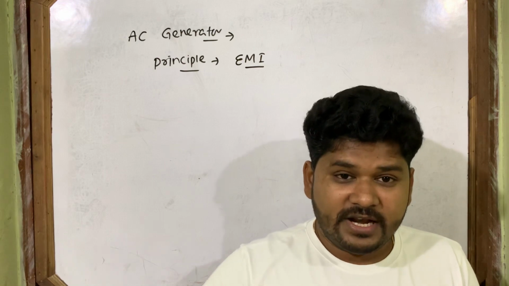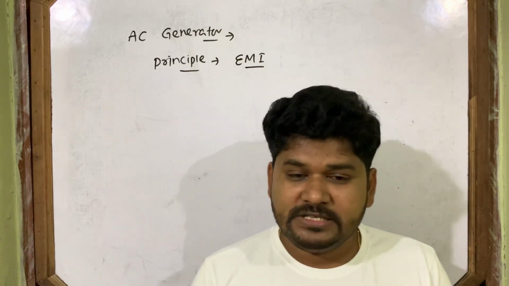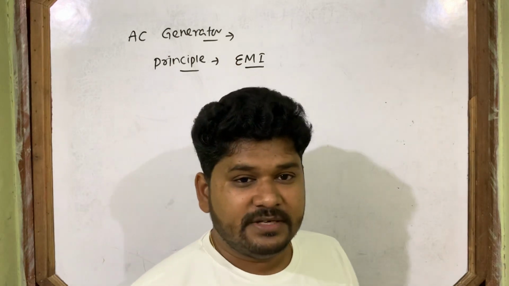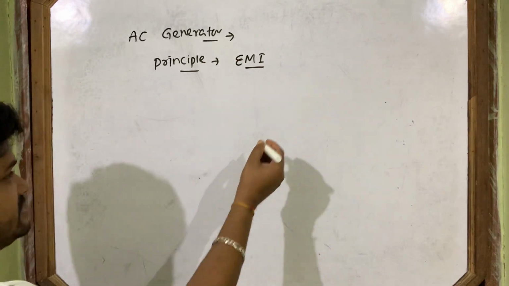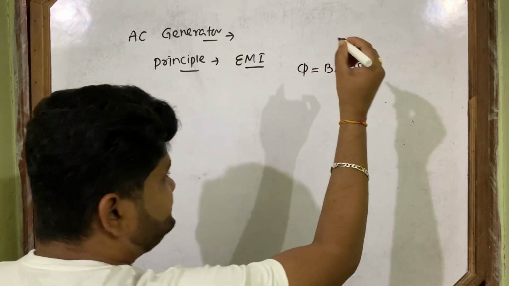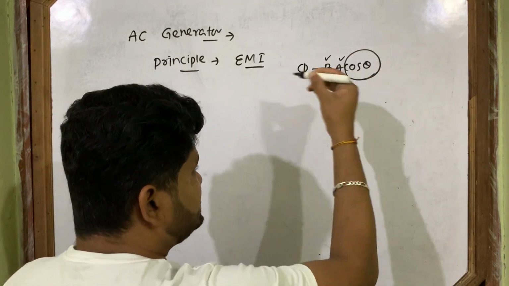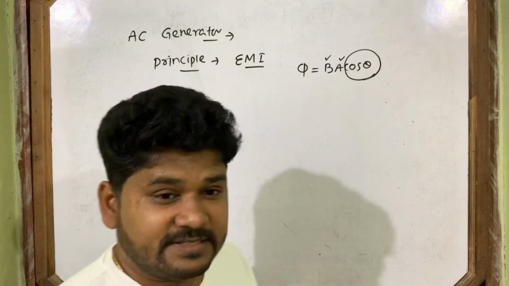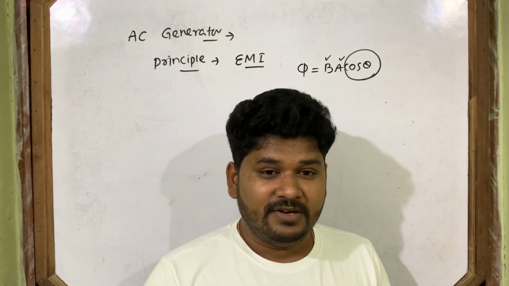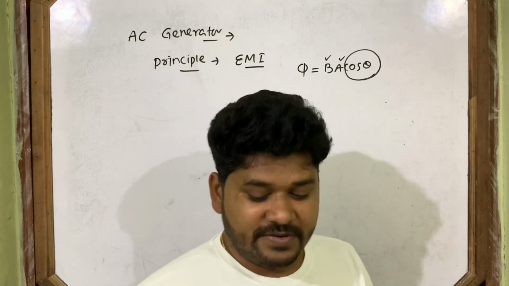EMF means current. When the path is closed, then current passes. It will provide you a potential difference. But basically here, in which way do we change the flux? The flux formula is phi equals BA cos theta. Here not B, not A, but what changes? Theta changes. In an AC generator, one coil rotates between two pole pieces of a magnet.